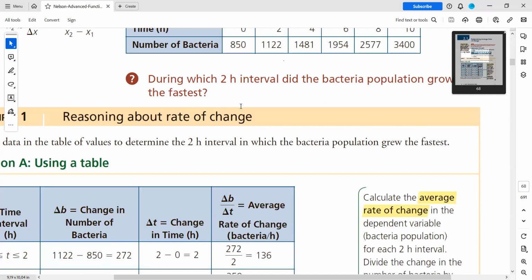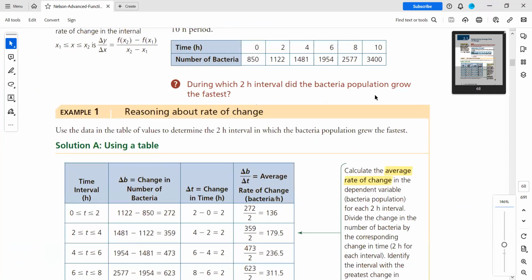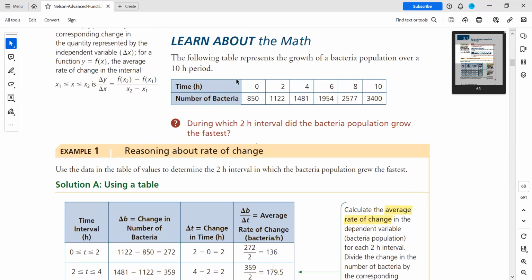Okay. And during which 2-hour interval did the bacteria population grow the fastest? Oh, I gave your answer right now by mistake. You see, what they're looking into is the difference in the numbers of bacteria within a two-hour interval. So from 0 to 2 hours, we don't have really significant growth of bacteria. But from 2 to 4 hours, the growth of bacteria is increasing, as well as from 4 to 6, 6 to 8, and 8 to 10.